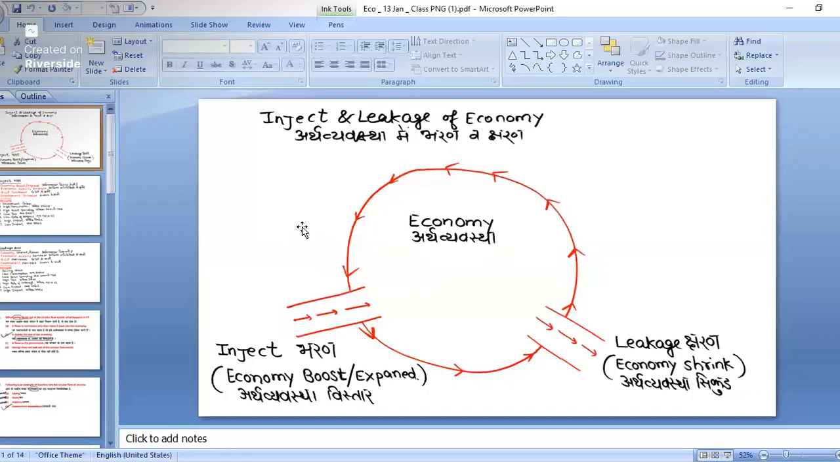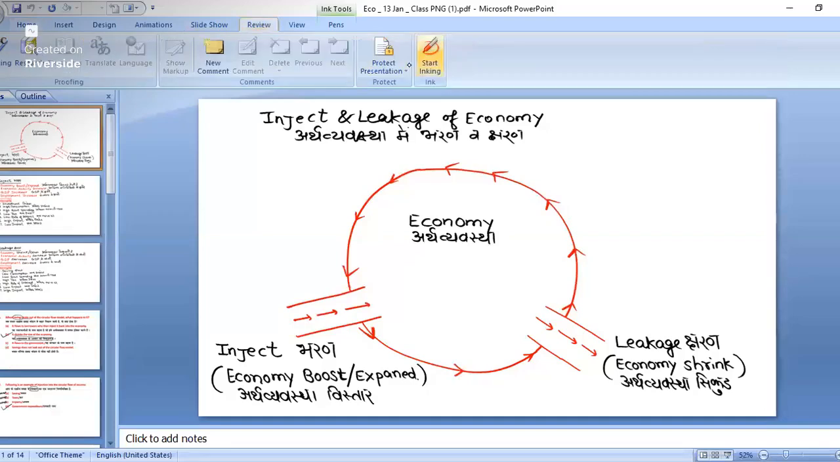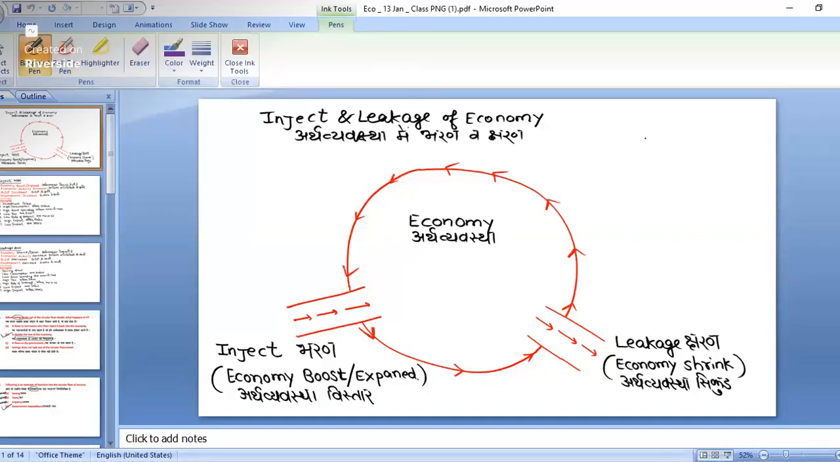So now here we'll see injection and leakage of economy. In this part, we studied that the economy is flowing in a circular manner. But what will happen if it flows in a circular manner? There will be stability.